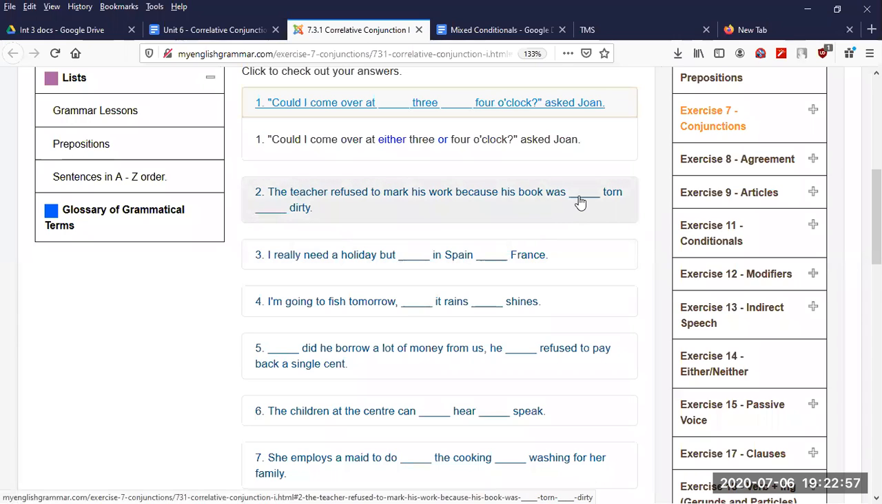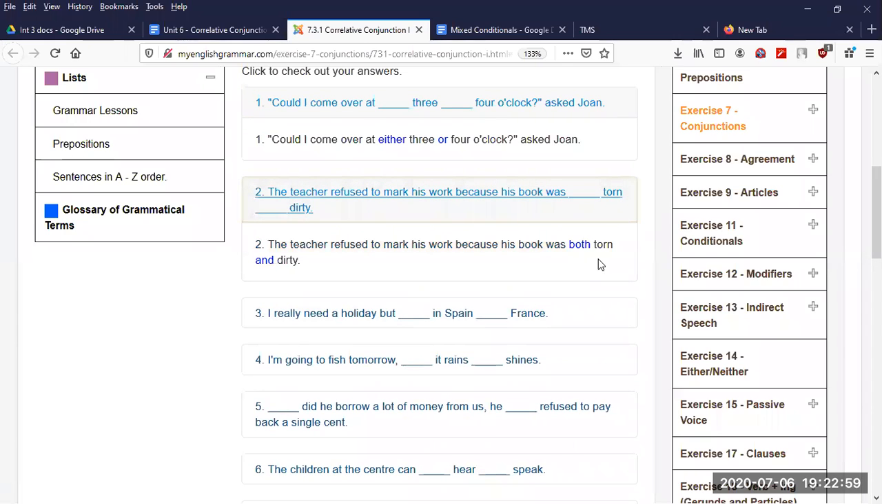So we need to use both. So both means the two things, or two people, or two whatever. But the main thing is it was torn and dirty. We can't use or because it doesn't make sense. We can't say it was torn or dirty. We can't say torn also dirty. So torn and dirty.